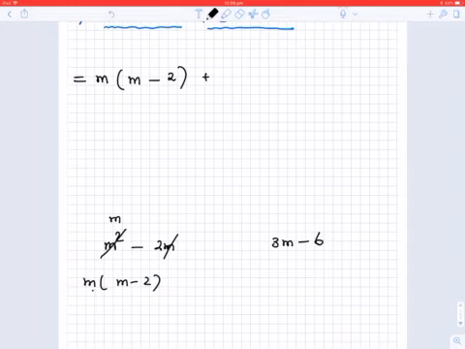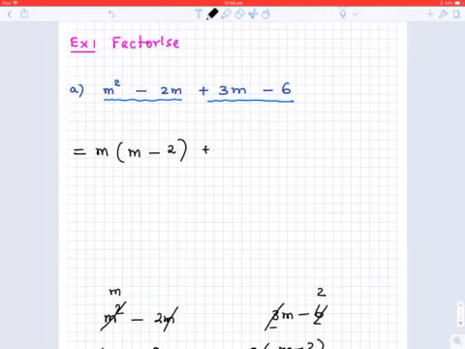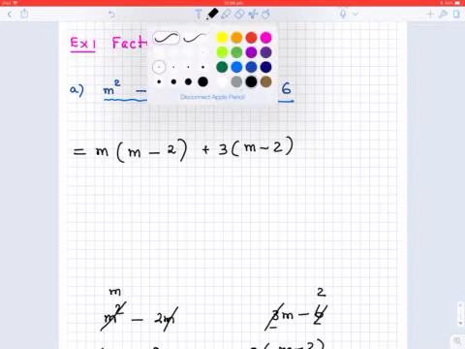Now I have 3m minus 6. Now we have to look at the number. 3 goes into 3 and 6, so I take 3 out. 3 goes into 3 once, and 3 goes into 6 twice. So it's m minus 2. So now this becomes 3 bracket m take away 2.